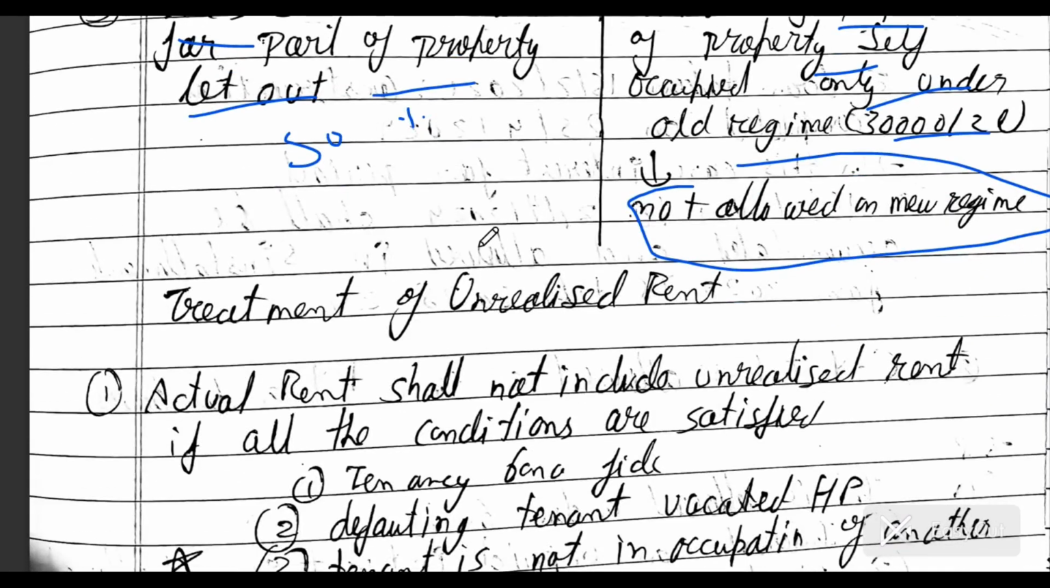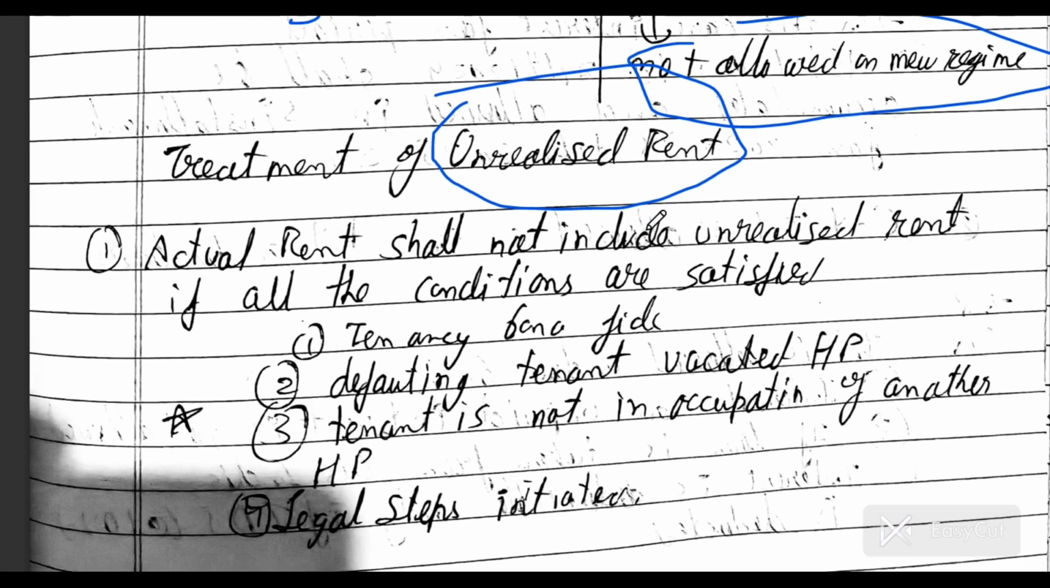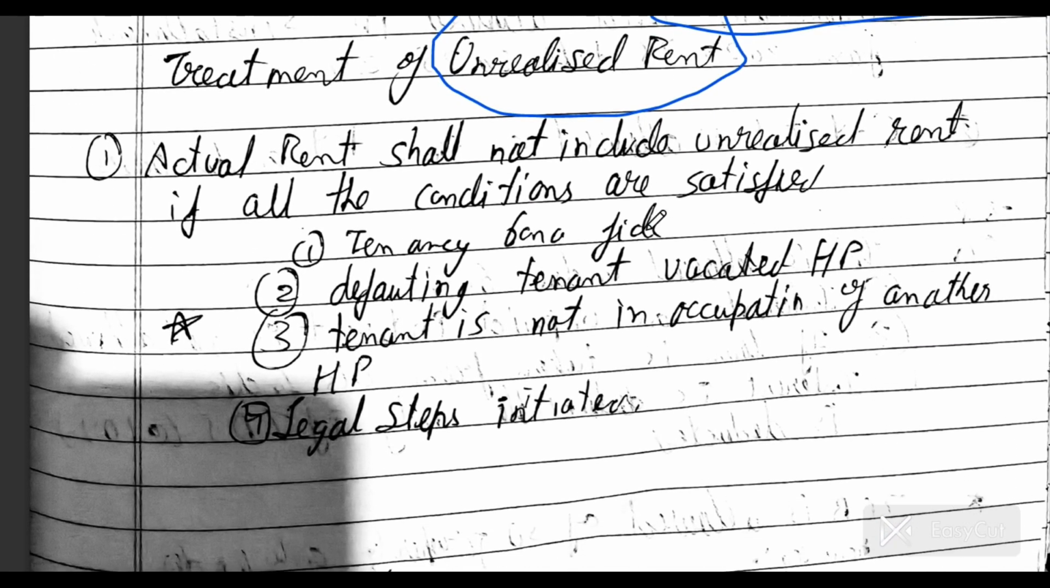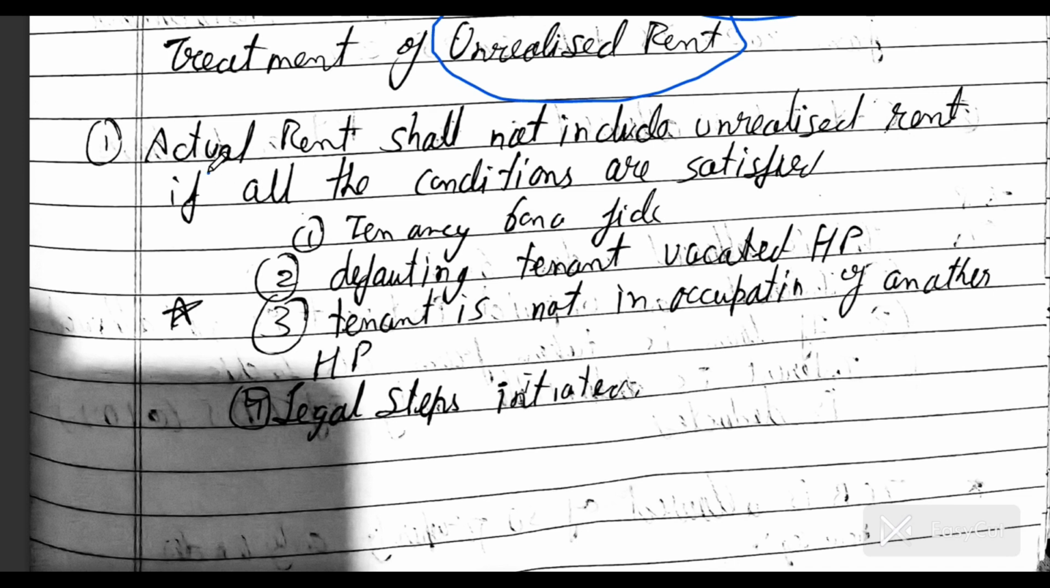What is the treatment of unrealized rent? One of my friends asked this doubt, so I will explain it here in more detail. Actual rent shall not include unrealized rent. If there is any unrealized rent given in the question, you don't have to include it in the actual rent, for example when you are calculating actual rent for 9 months and for 2 months there is unrealized rent.